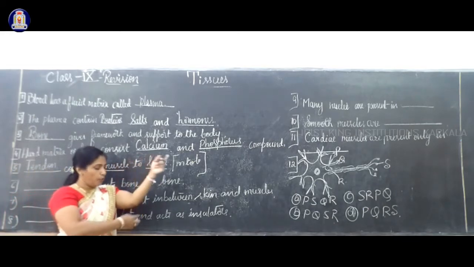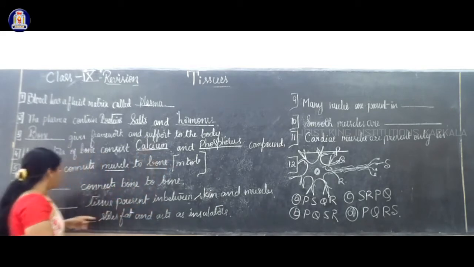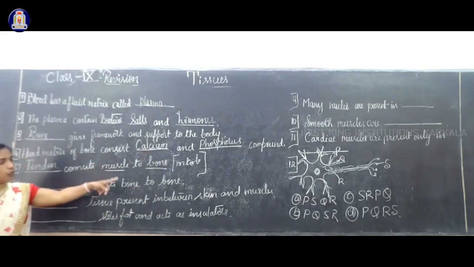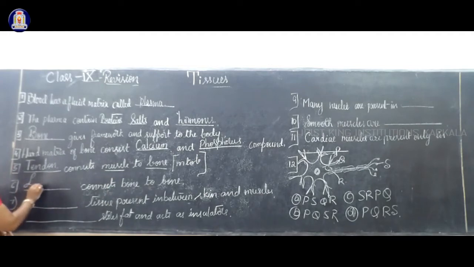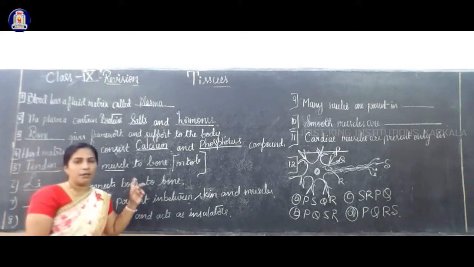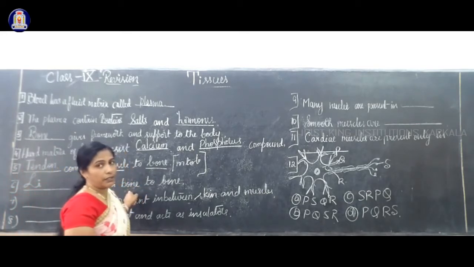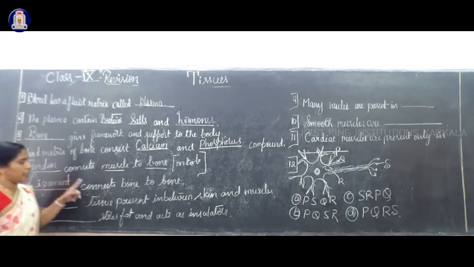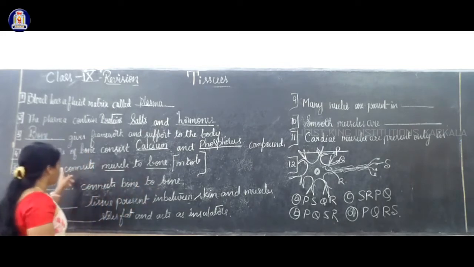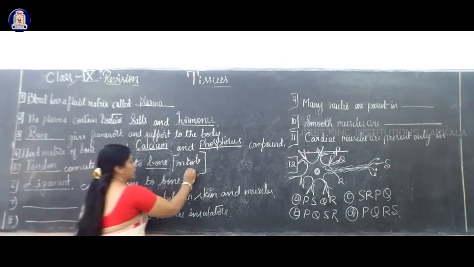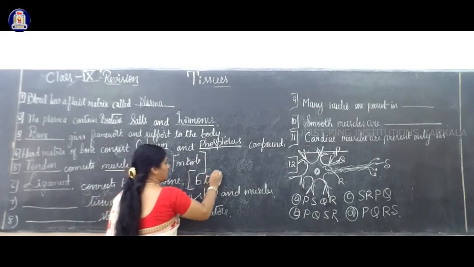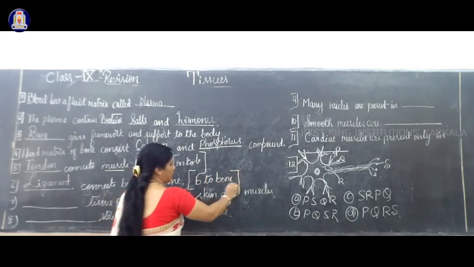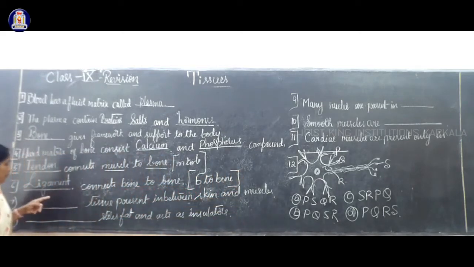Then bone to bone. If it is bone to bone, what can we say? Dash connects bone to bone. So maybe you heard about it in a cream related to arthritis, or a pain relief cream. That is called ligament. Ligament means joint. Ligament connects bone to bone. Tendon connects muscle to bone. Here B to B. This is a logic in biology. Bone to bone, that is B to B.